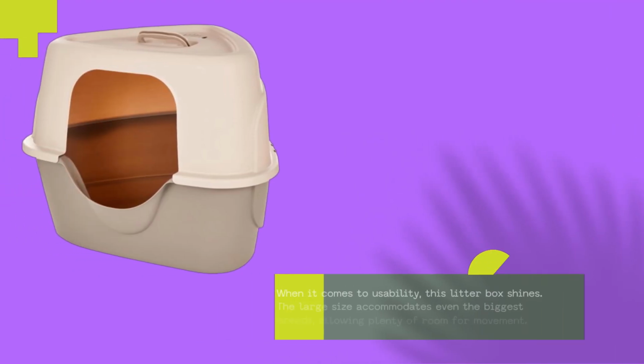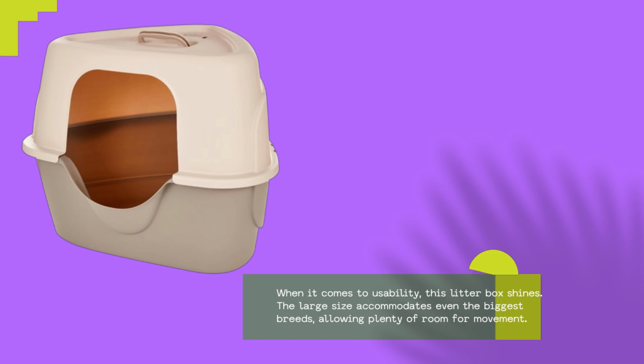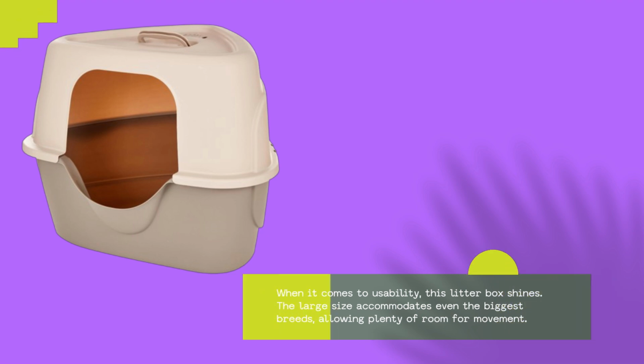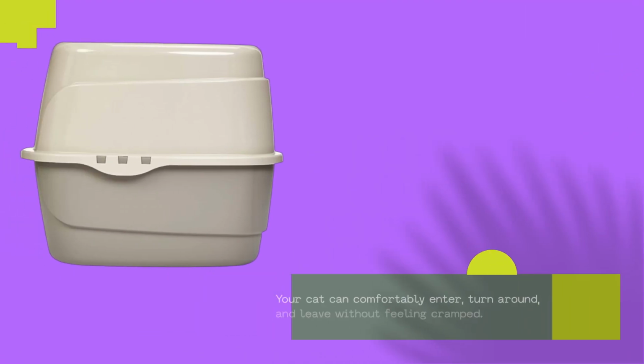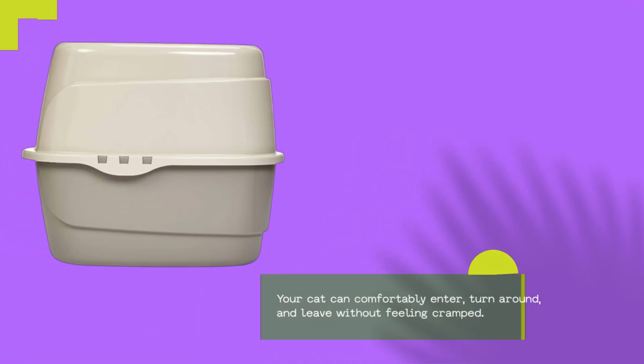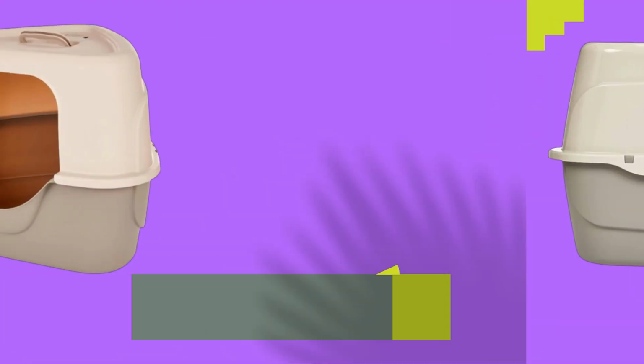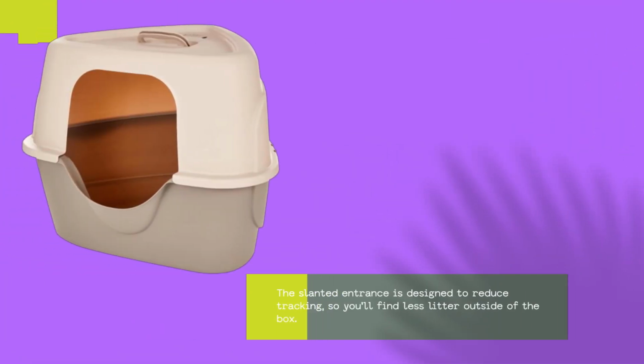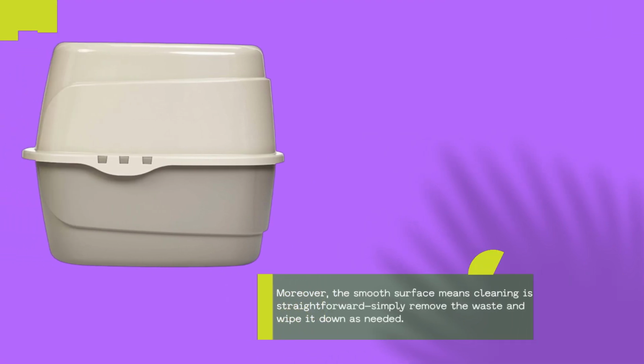When it comes to usability, this litter box shines. The large size accommodates even the biggest breeds, allowing plenty of room for movement. Your cat can comfortably enter, turn around, and leave without feeling cramped. The slanted entrance is designed to reduce tracking, so you'll find less litter outside of the box. Moreover, the smooth surface means cleaning is straightforward. Simply remove the waste and wipe it down as needed.